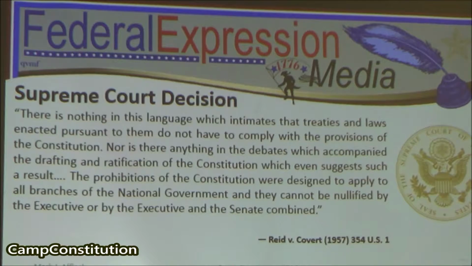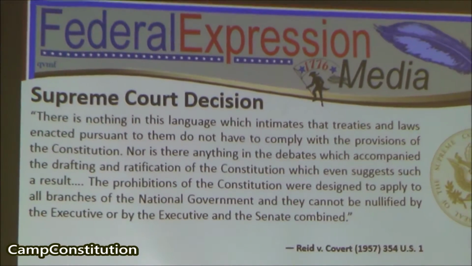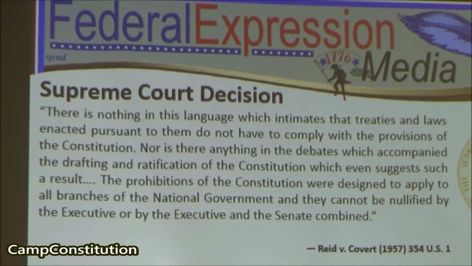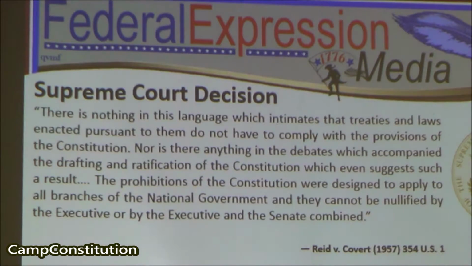Now, we'll look at a couple of Supreme Court decisions here. The first one here is Reid v. Covert. This case dealt with two women charged in the murder of their husbands. And the husbands were in active service overseas. So the military attempted to try the cases in military tribunals and stripped the defendants of their protected rights under the Constitution. The military cited treaty law and congressional law in the form of the Military Code of Conduct.